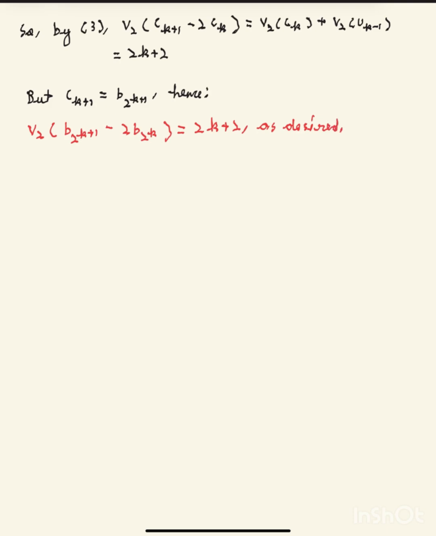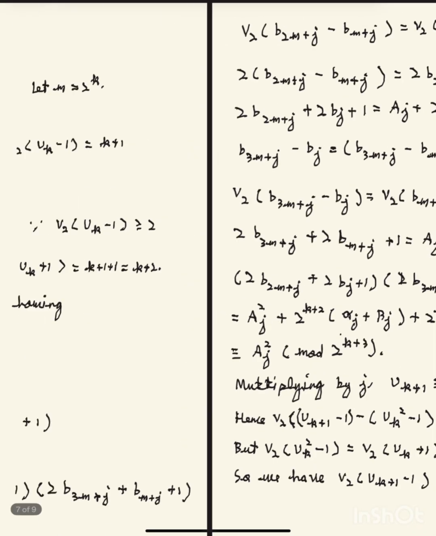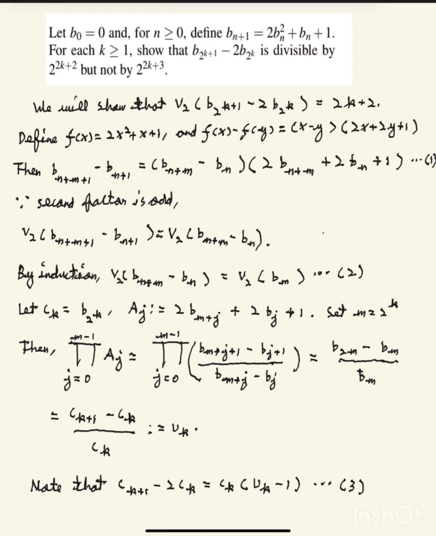Okay, so that's the solution. So let's go over it one more time. First, we wanted to show that the two-adic valuation was 2k plus 2. We did this by introducing f of x minus f of y, and then noting this key inductive identity, 1. And since the second factor was odd, we got 2 by induction, and we also defined u_k as the product over a_j's, and we iterated 1 and used a telescoping product.